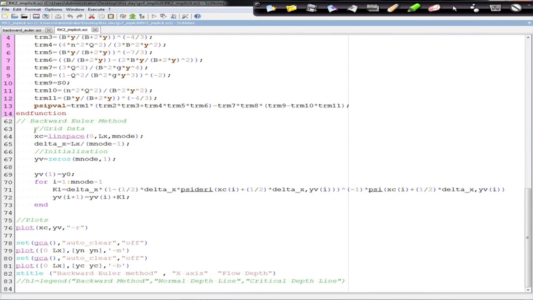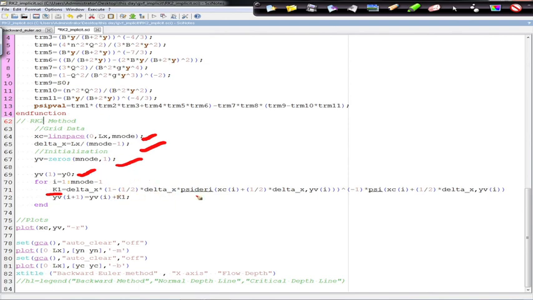In this case we have the RK2 method. We need grid data in this case also, xc, delta x, yv, where yv1 equals y naught, and then we are calculating this k1.